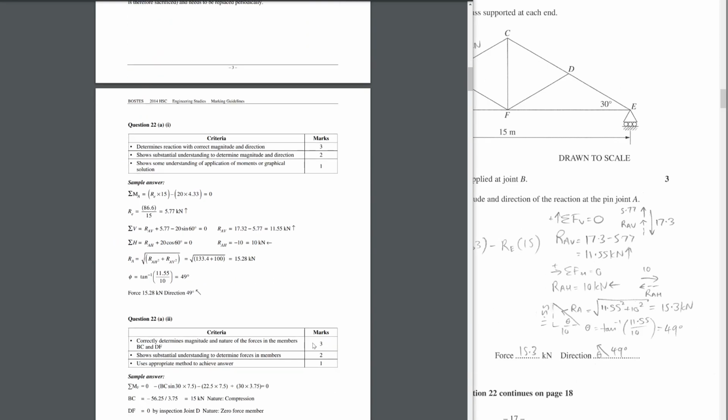Let's just check that is how they did it. They take the sum of the moments about A, find a reaction E. Okay, done. So they did the same way as me.